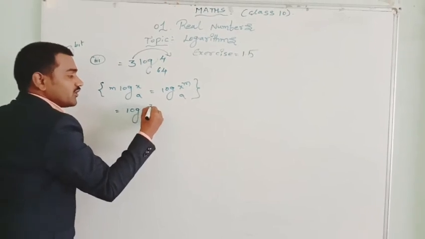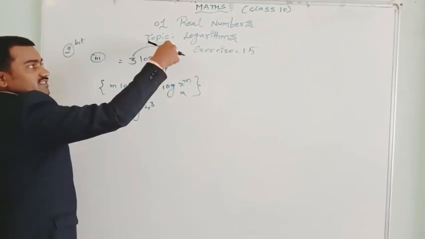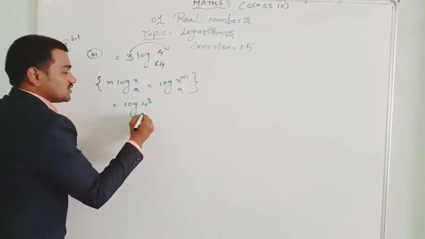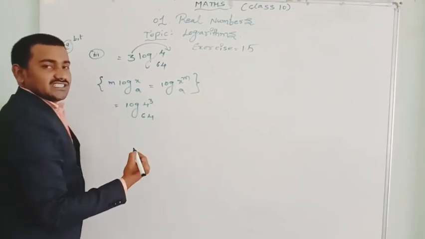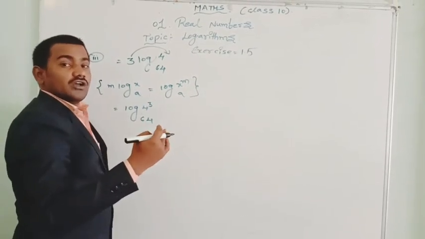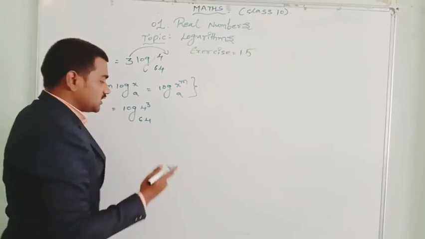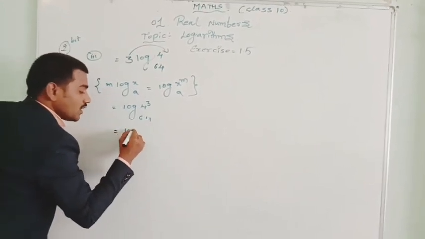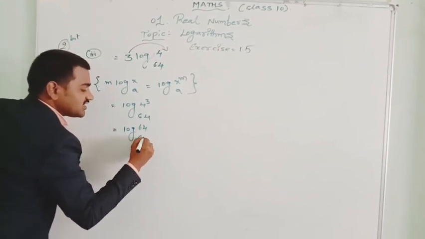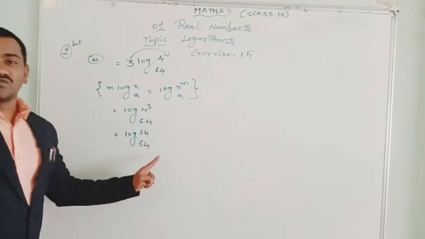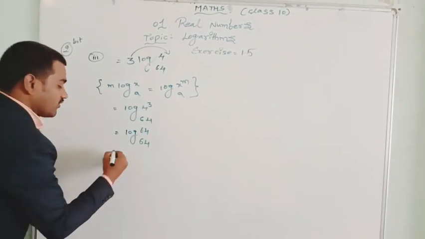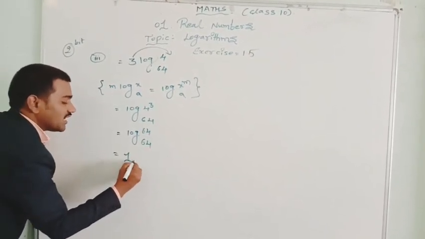Log 4 cube. This comes as 4 power 3, so 64. 4 to the power of 3 is 4 into 4 into 4. 4 into 4 is 16, 16 times 4 is 64. So log 64 base 64. We change it in this way. Now log 64 base 64 equals 1. So the answer becomes 1.